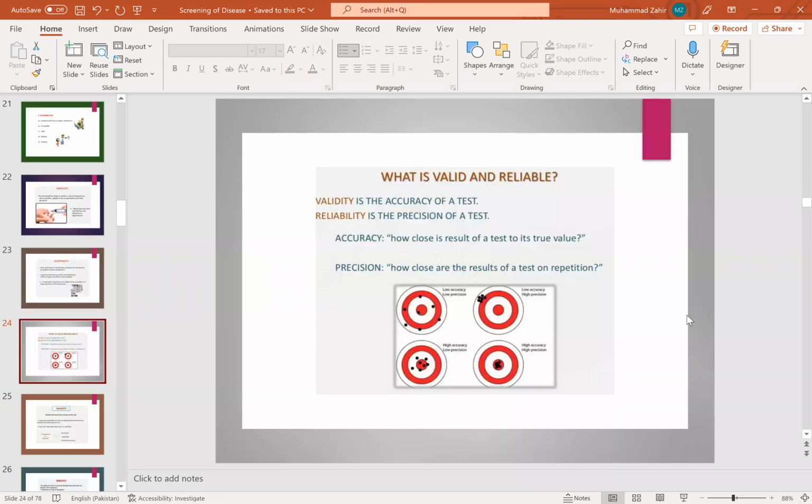Now comes what is valid and what is reliable. Validity is the accuracy of the test, whereas reliability is the precision of the test. So accuracy is how close the result of the test is to its true value, and precision is how close the results of a test are on repetition. So here in this, there's low accuracy and low precision. Here low accuracy but high precision. High accuracy but low precision, and here high accuracy and high precision.